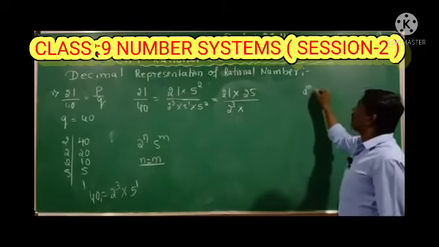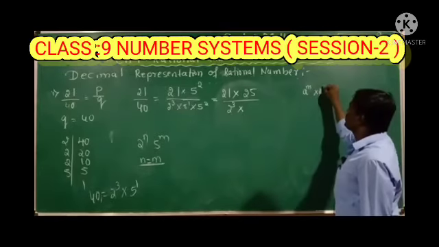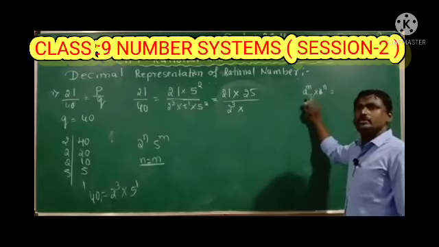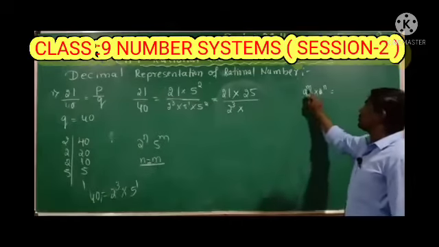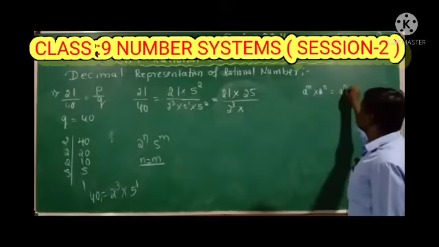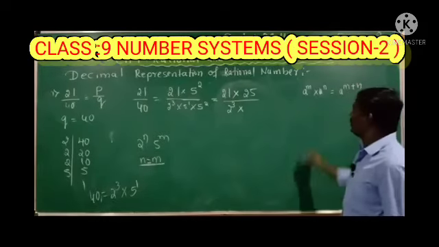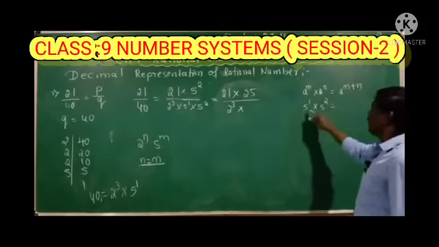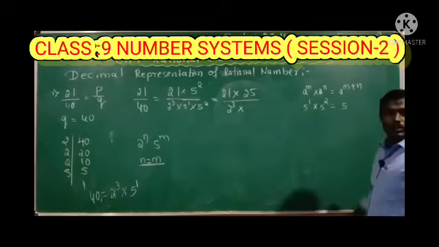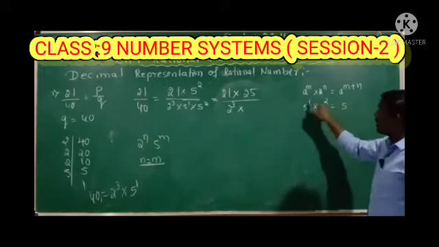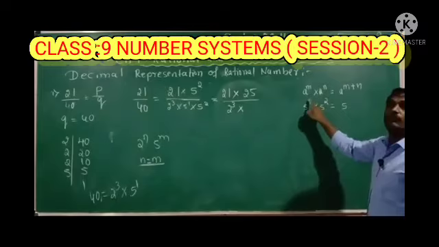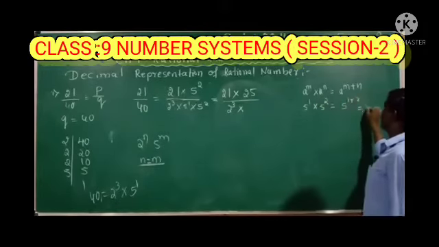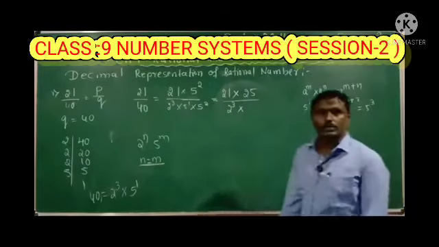A raised to m into a raised to n. Here the bases are the same. When the bases are the same, powers can be added, meaning a raised to m plus n. Like that, 5 raised to 1 into 5 raised to 2. Again here the bases are the same. I write the base as it is, and now I add the powers of these two exponents: 1 plus 2, that is equal to 5 raised to 3.